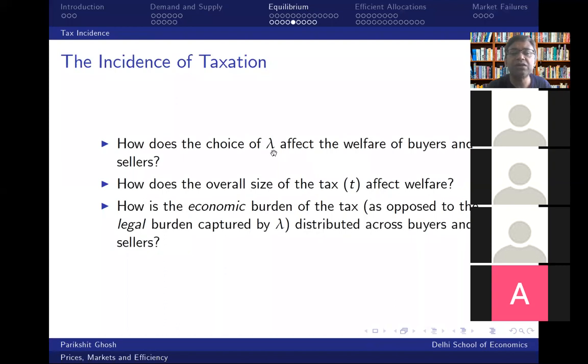Well, one question is, how does the choice of lambda affect the welfare of the buyers and the sellers? Yes, that's our motivating question. But separate from that is the question of the overall size of the tax. How does that affect welfare, right?